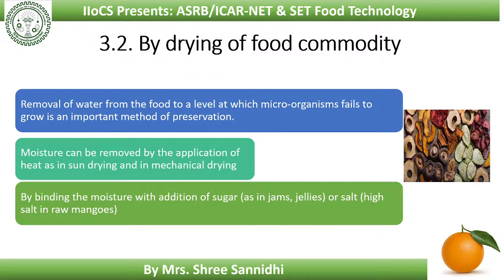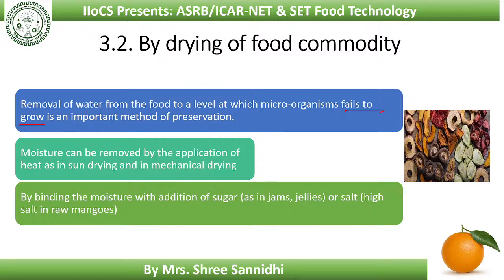Next one is by drying of food commodity. So removal of water from the food to a level at which microorganisms fail to grow is an important method of preservation. So you all know that just like humans, microorganisms also require water for survival. So in this method we are removing that water to preserve the food.